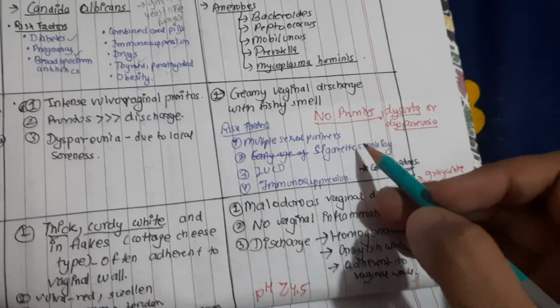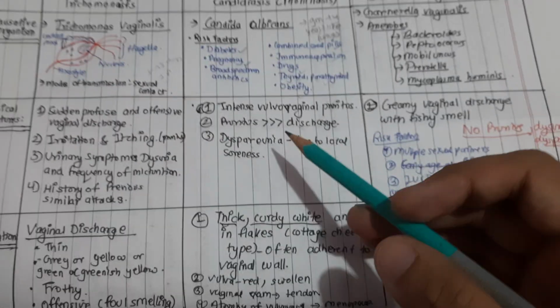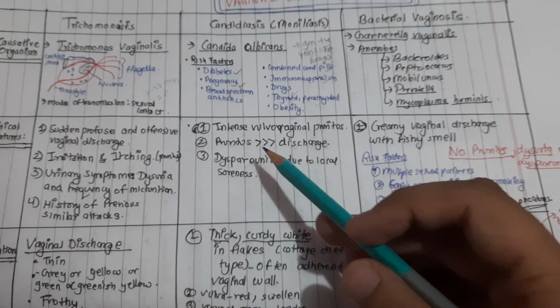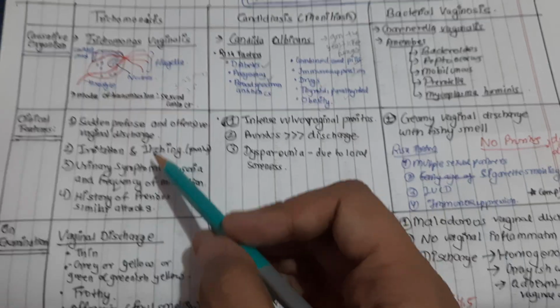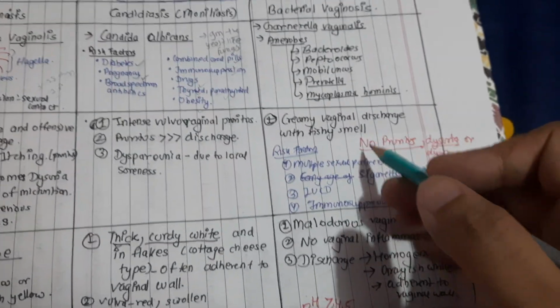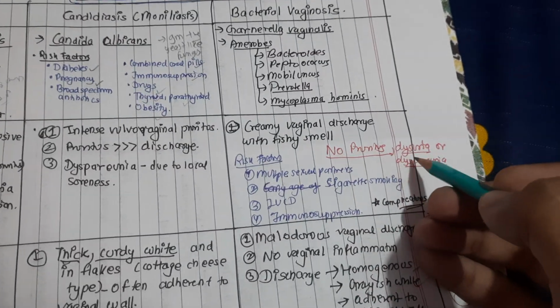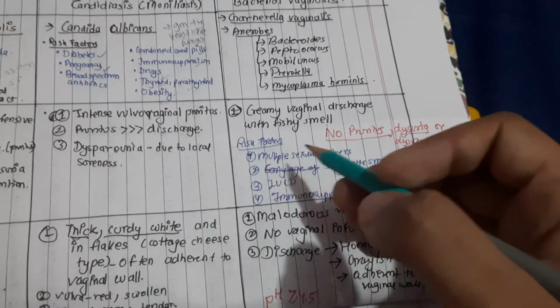And especially, there is no pruritus, dysuria or dyspareunia. It is a special feature, you have to note it. Pruritus is very intense in candidiasis, whereas some itching is also present in trichomoniasis, whereas there is no itching in bacterial vaginosis, and there is no dysuria, no dyspareunia.